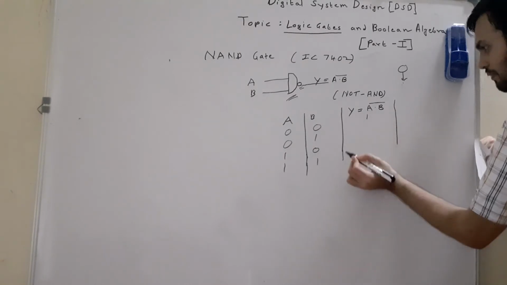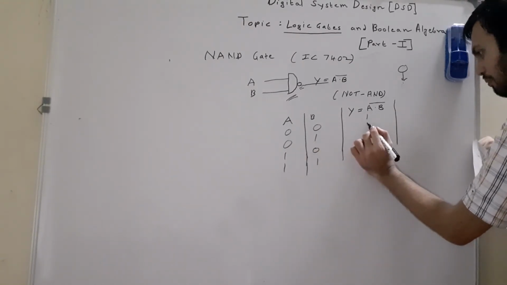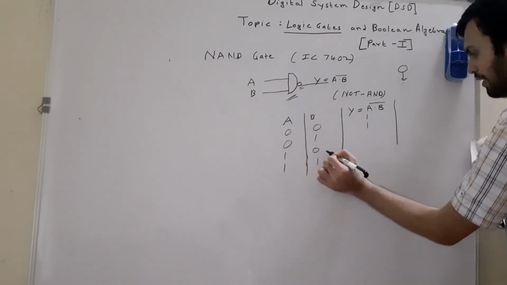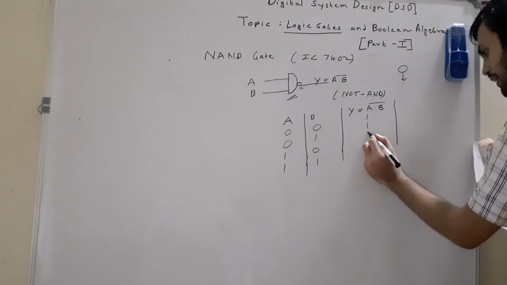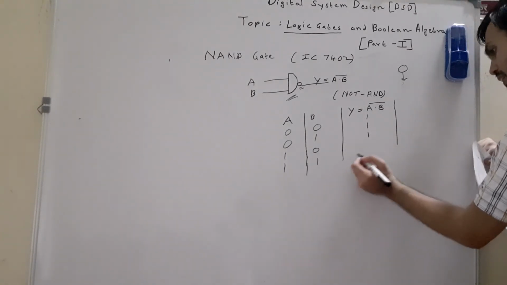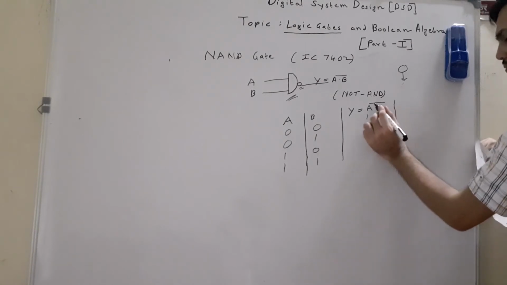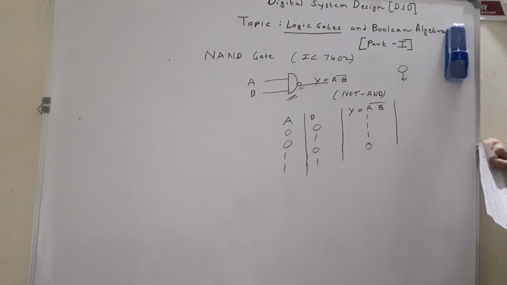That's the reason it is 1. 0 into 1 will be 0, but we have to take its complement, so the answer will be 1. 1 into 0 will be again 0, but we have to take its complement, so the answer will be 1. And what will be 1 into 1? The answer will be 1, but we have to take its complement because of the bar, so your answer will be 0. So this is the truth table of the NAND gate.